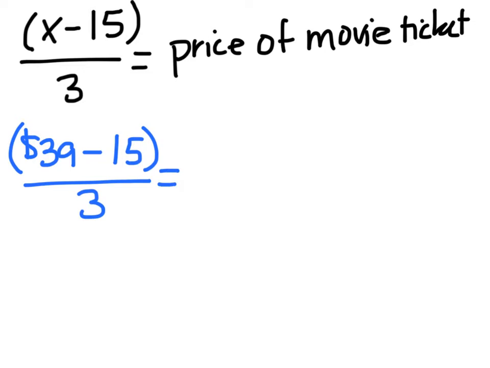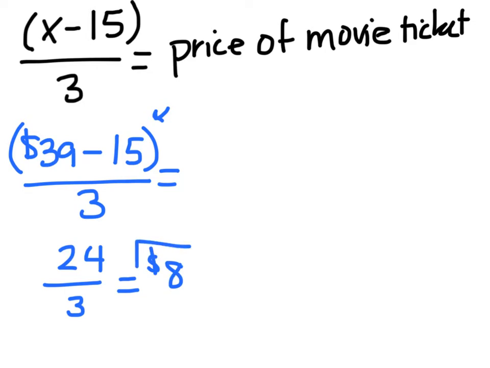Following rules of PEMDAS, we'll do whatever's in the parentheses first. So 39 minus 15 will give us 24, divided by 3, which is 8. So each movie ticket costs $8.